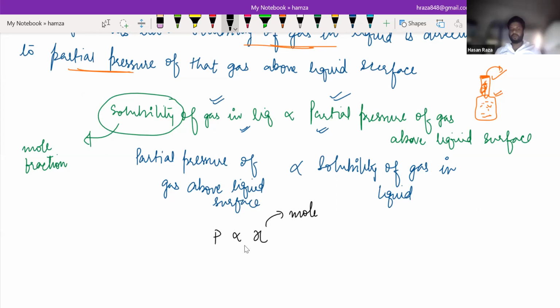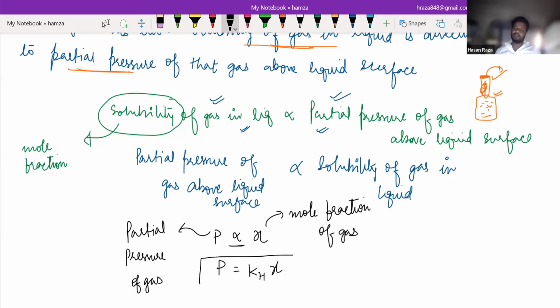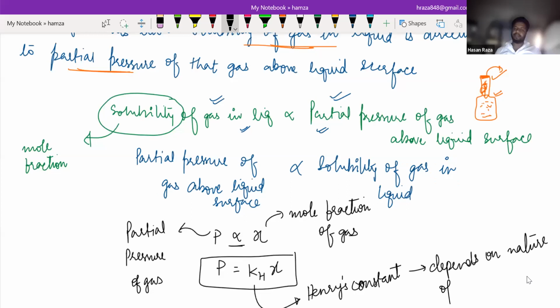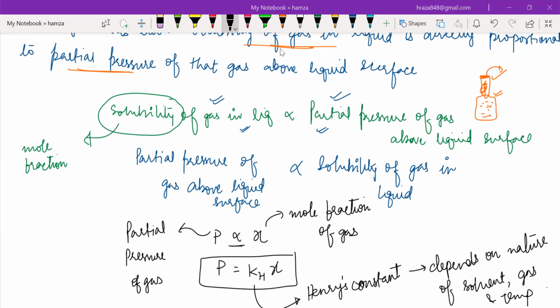And if you remove this proportionality sign, we will get a constant, that is KH. This is known as Henry's constant, which will be given in the question. Henry's constant depends on the nature of solvent and gas. Please read it, and if you have any doubt, please ask me. I will explain it again. Do I need to slide it up?